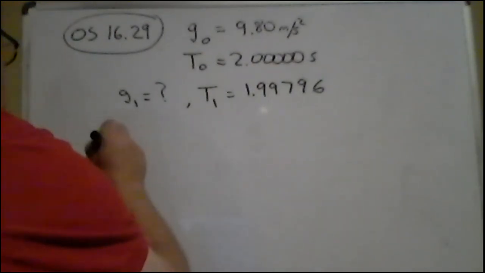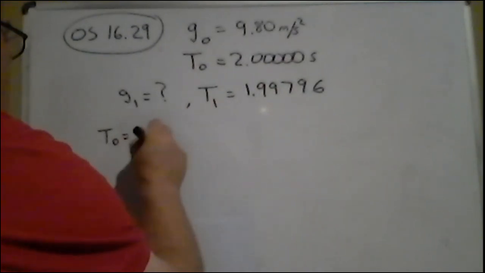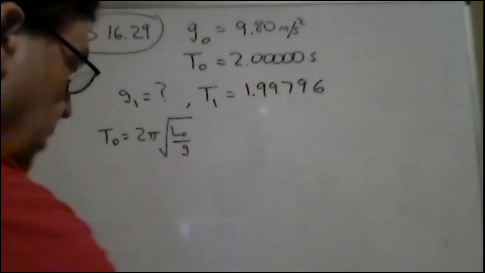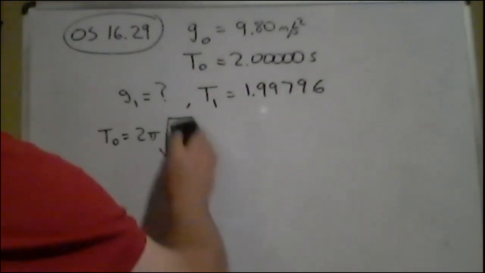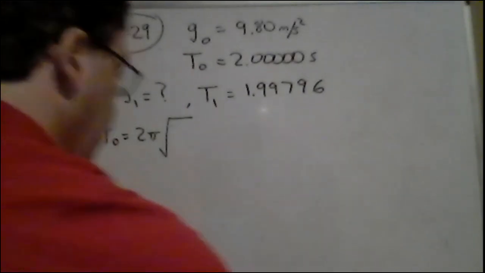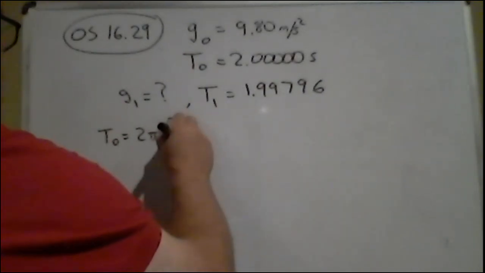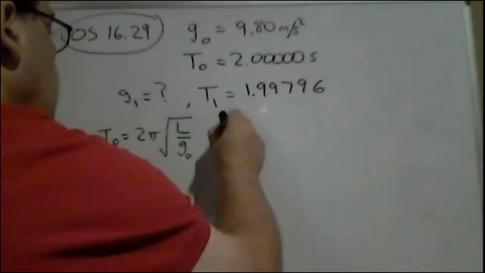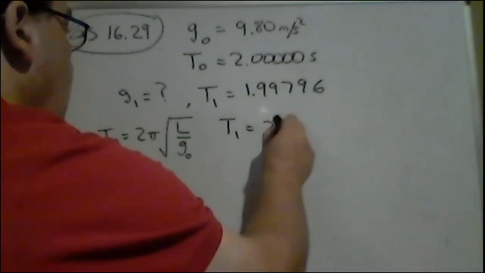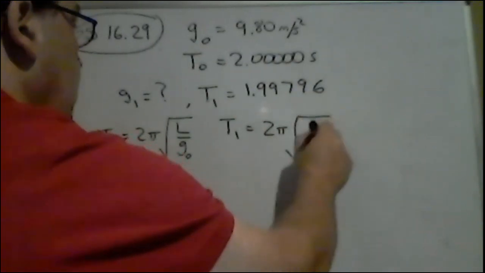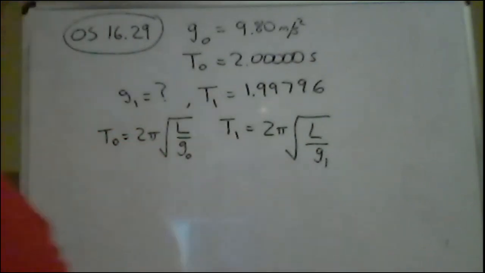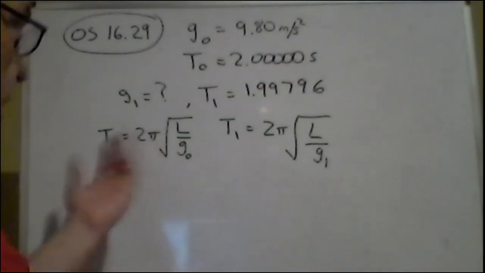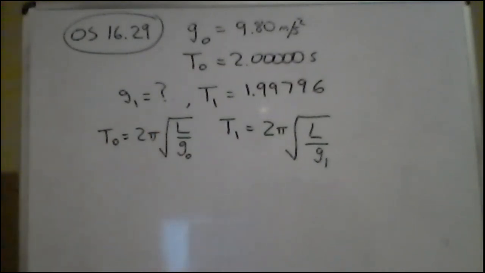Well, we know the period. T0 is 2 pi square root of L over g0, because we're using the exact same pendulum. The pendulum has length L, and that doesn't change because it's a constant. We also know the new location, T1, is 2 pi square root of L, same pendulum, same length, over g1. So what's constant here? 2 pi times the square root of L.